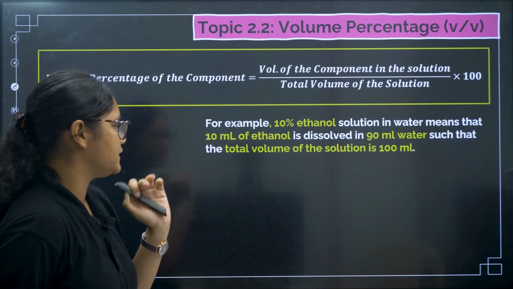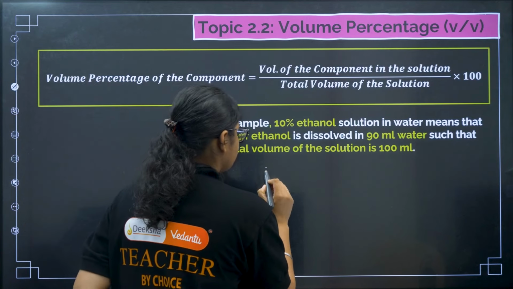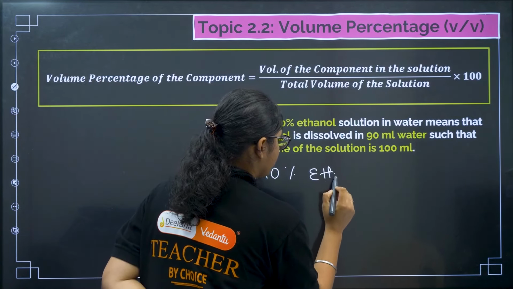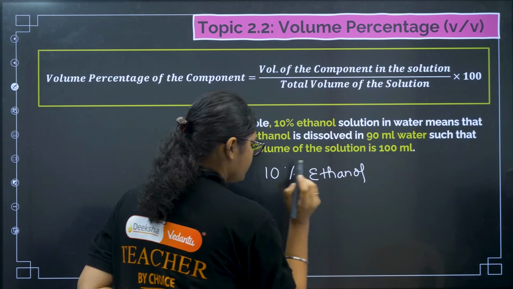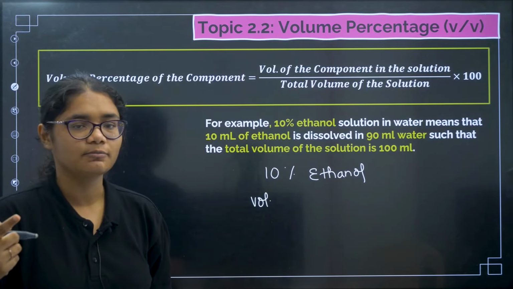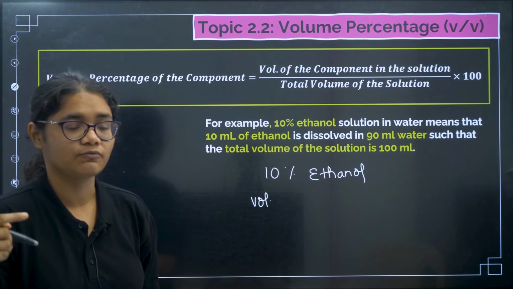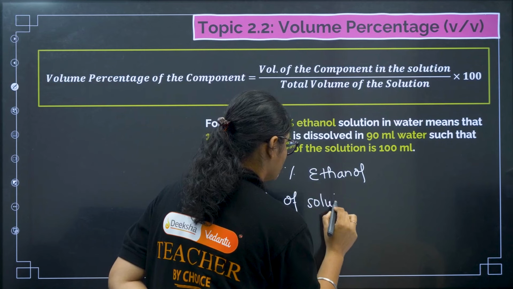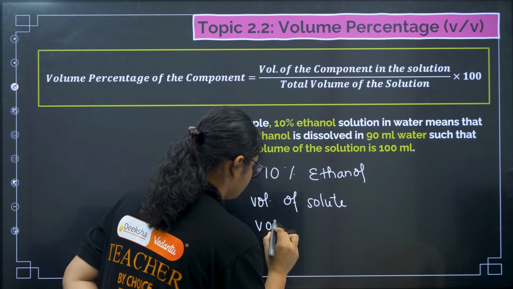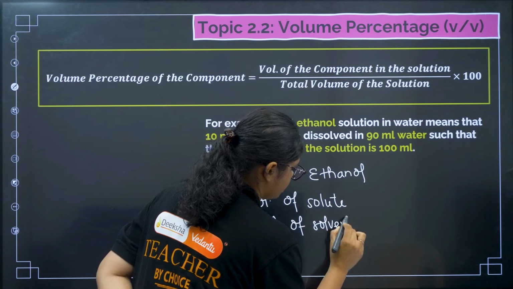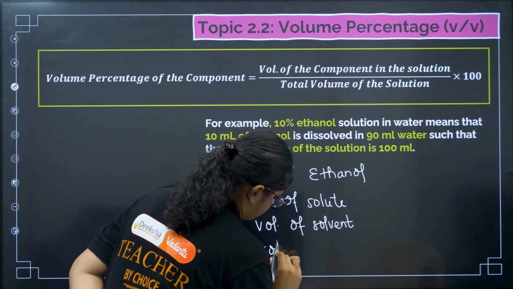Now let us see one example here. If I tell you 10% of ethanol is there, we have again three things. In the previous example we were talking about mass. In this example we'll talk about volume. So I have volume of solute first, then I have volume of solvent, and then I have volume of solution.